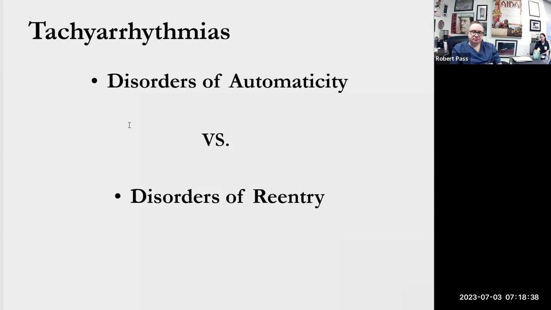When I think about tachycardias, I divide them in my mind between disorders of automaticity and disorders of reentry. There is a third form called triggered automaticity, but from a clinical perspective, I think it makes most sense to think about these as either automatic or reentrant arrhythmias. And this is important because it has a very meaningful impact on evaluation and particularly management.